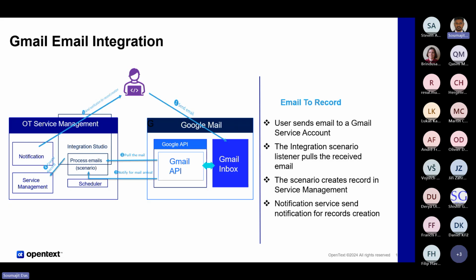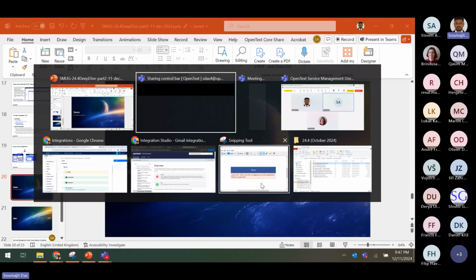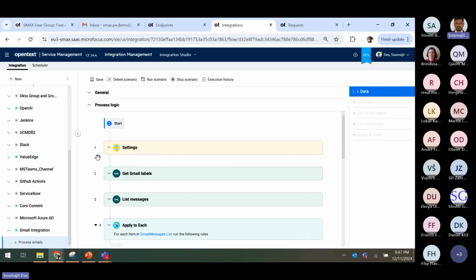You can do a phone call, you can do a self-service, you can chat with the Aviator bot, or now you can also do an email exchange to create an incident or a service request in SMAX. The flow is that you send an email, the integration scenario listener picks up that record, creates a request, and then you receive a notification. All right, so I'm going to switch over to the demo for this, and I might be logged out, but we'll see.